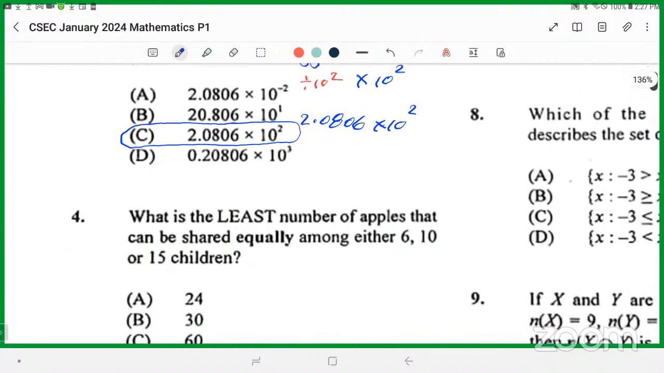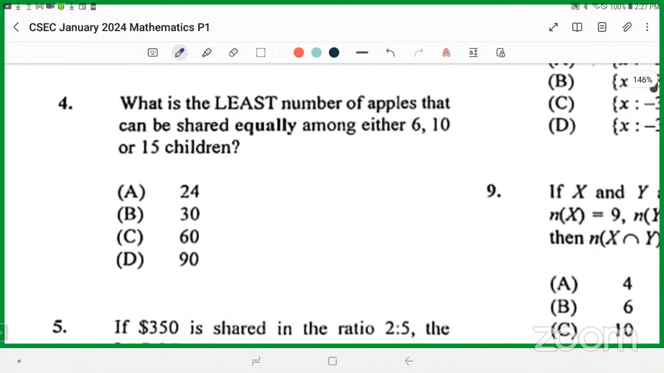Next question. What is the least number of apples that can be shared equally among 6, 10, or 15 persons? It has to be the lowest common multiple of 6, 10, and 15. Let's use the largest one and take the multiples of it. 15 is the first one, and then 30. But this now is a multiple of these. And so the lowest common multiple is 30.